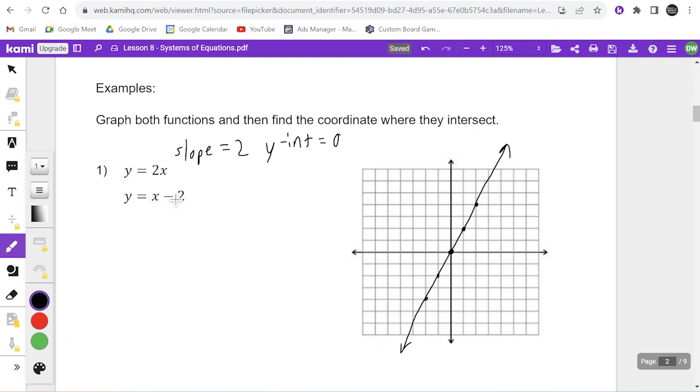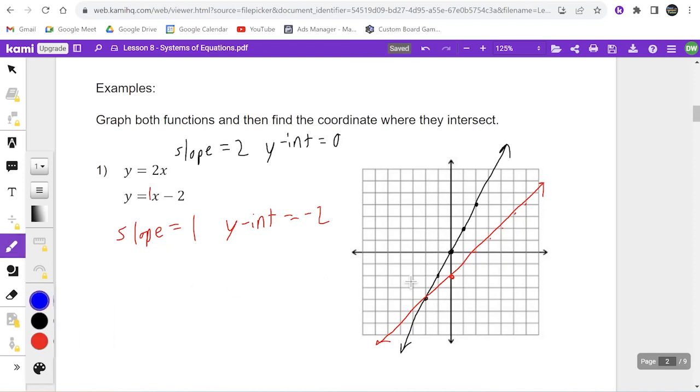And then my other function, y equals x minus 2, I'll draw that in a different color. First, it has a y-intercept at negative 2. And the slope, hopefully you remember, the slope is 1 because there's an invisible 1 in front of that x. So the slope is 1, so I've got these points all along here. And when I connect the dots, it's going to look like this.